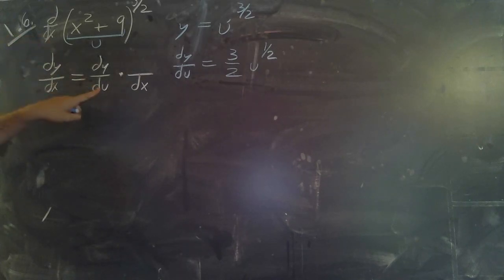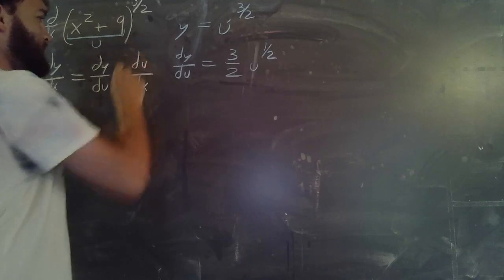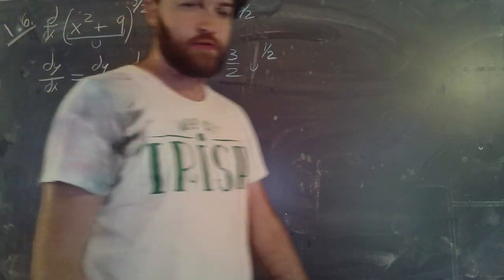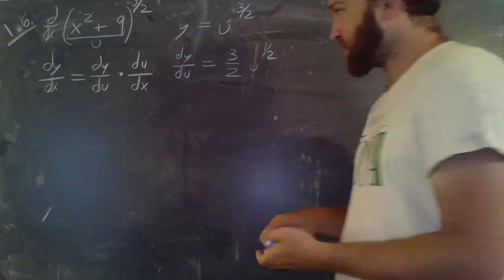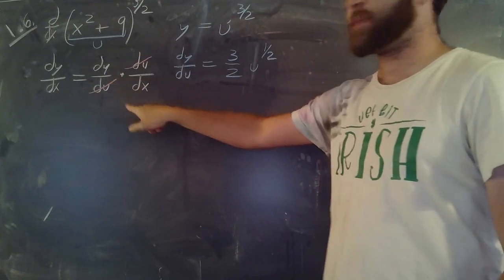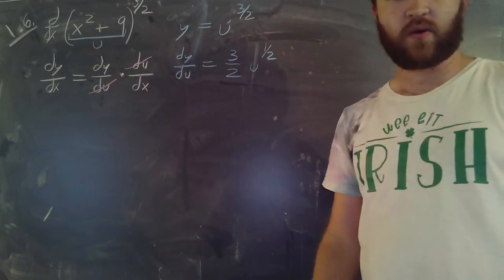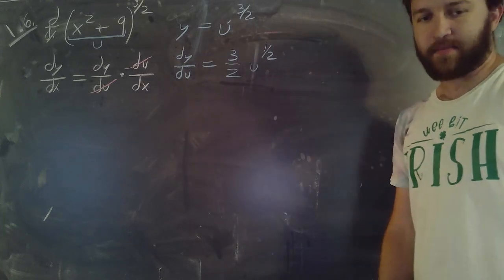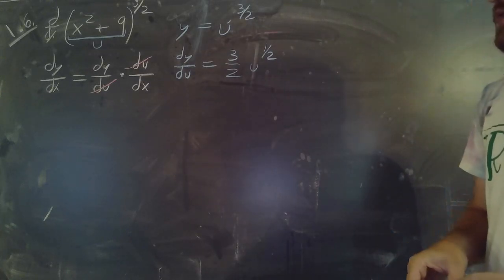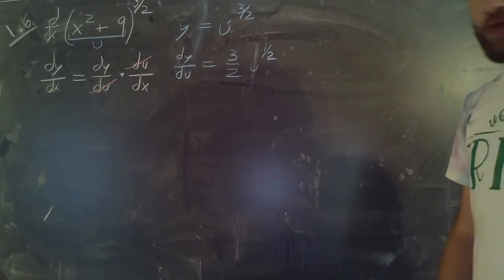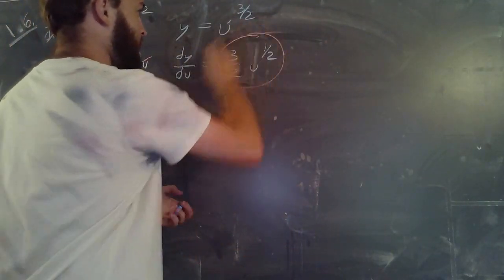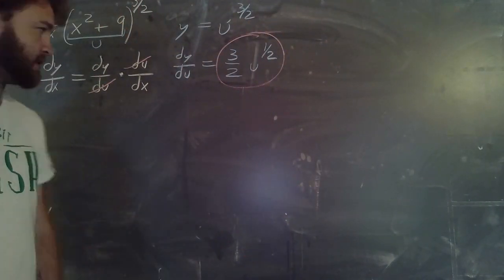So to cancel a du off of the bottom of a fraction, we must multiply by a du on the top of a fraction. Notice here what's going to happen. The du's cancel, and I'm left with dy by dx, which is precisely what I wanted. Okay, so what does that mean for us? Well, the dy by du term is just this thing here that we calculated.